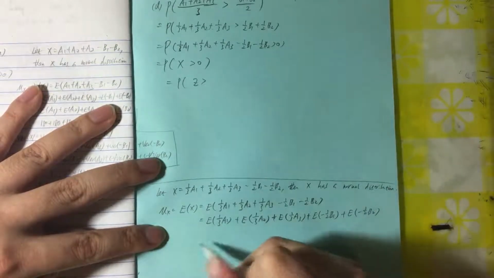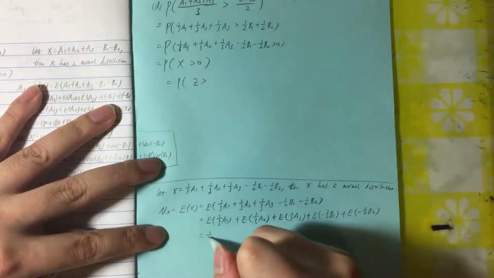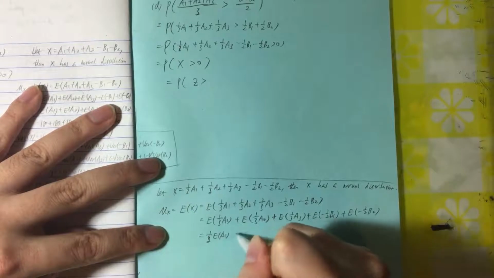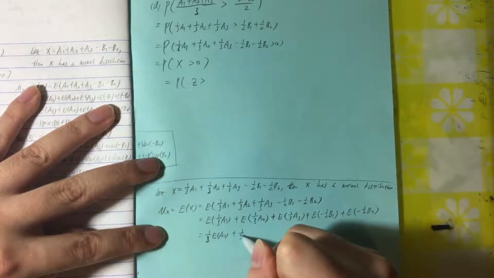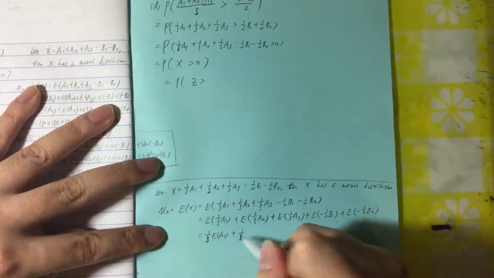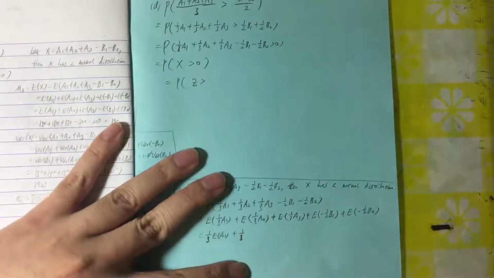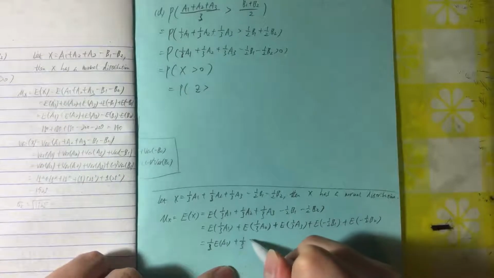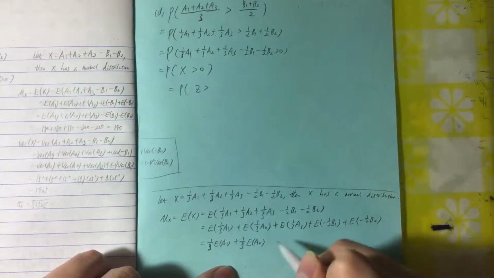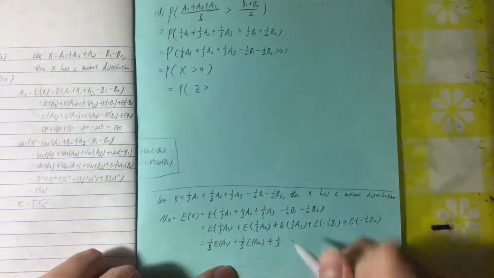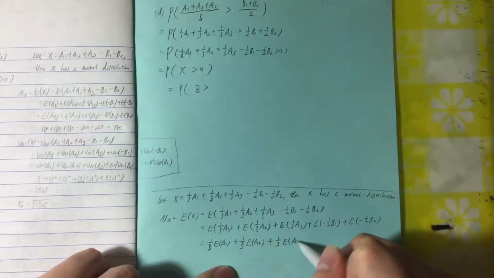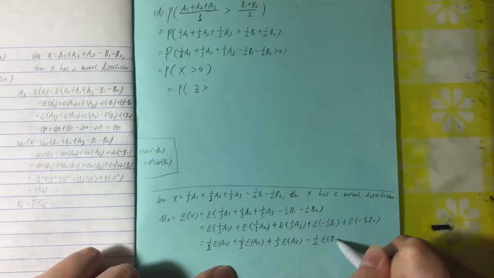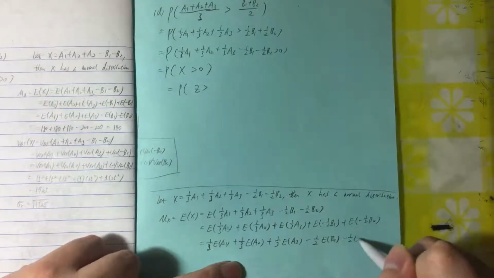Then I can pull out coefficients. I get 1/3 times E of A1 plus 1/3 times E of A2 plus 1/3 times E of A3 minus half times E of B1 minus half times E of B2.